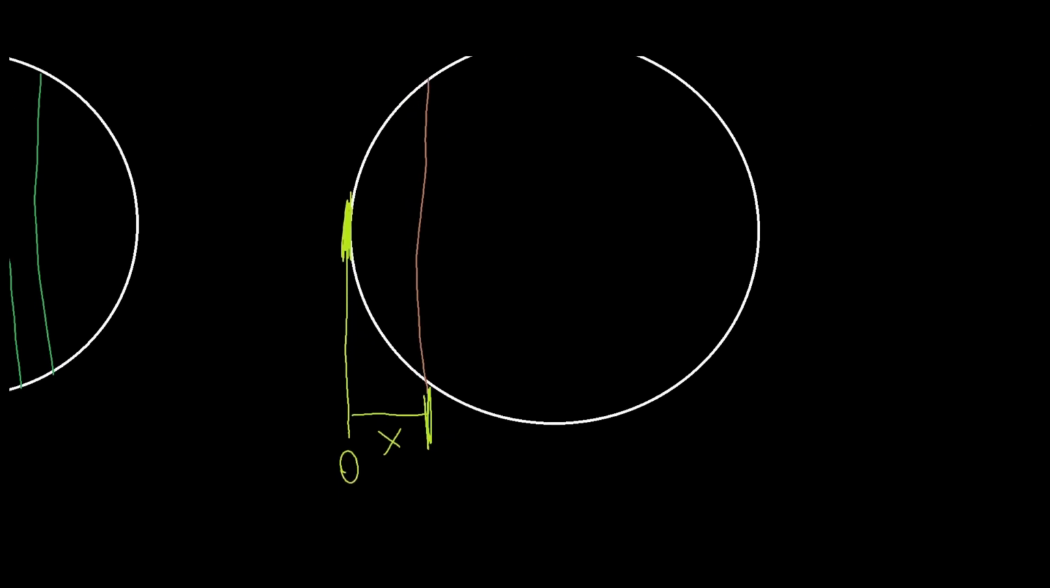Okay, now we know that the radius of our circle is r, right? So let's take this to be r. Then we can find the length of this line, and that is r minus x. Why? Because this length is r, and this is x. So when we subtract those two, we get r minus x.